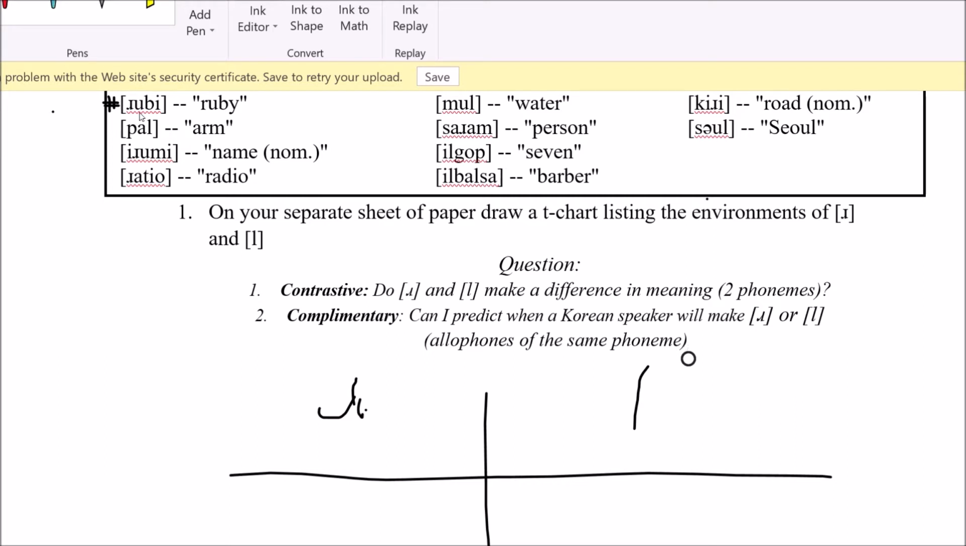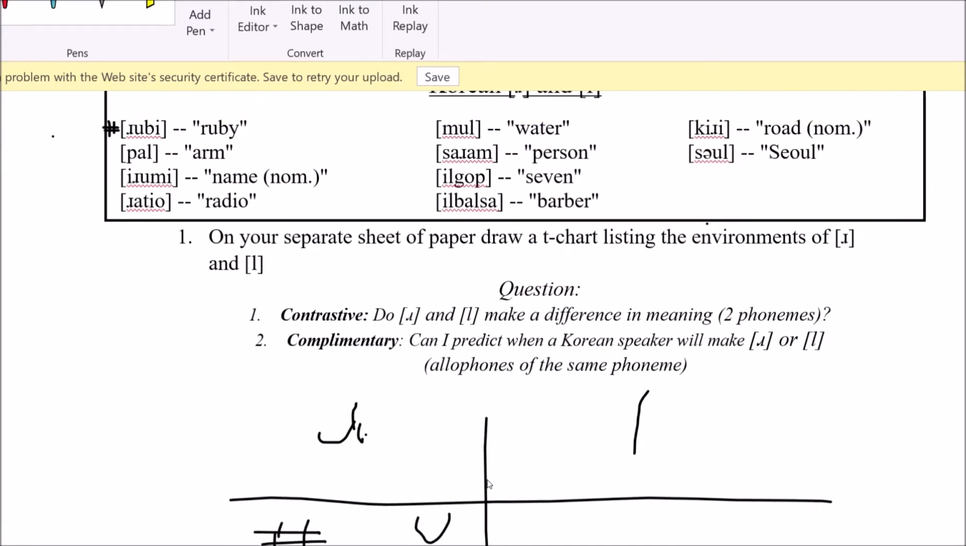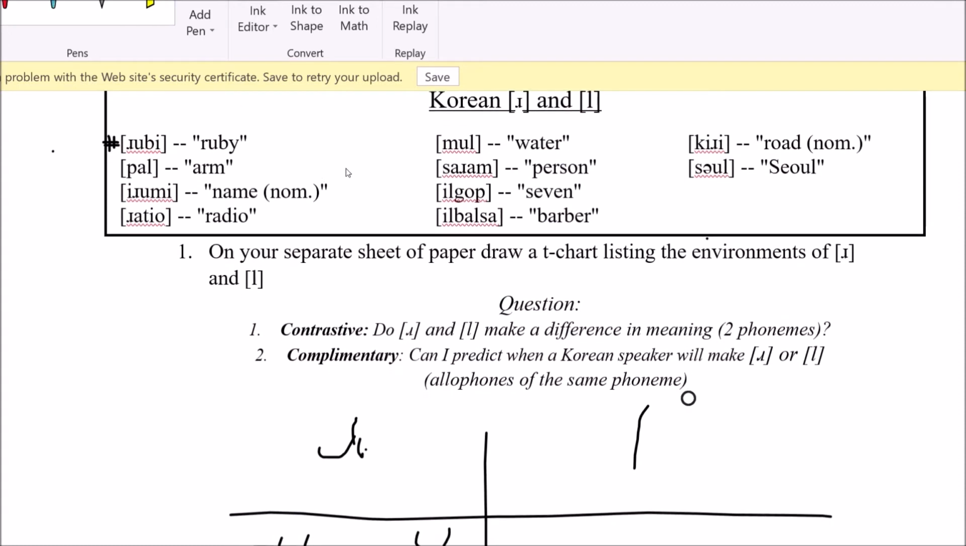So we'll write that down here in our T-chart: word boundary and oo. Then we see in the next word here, going down over, the word kiri, meaning road.